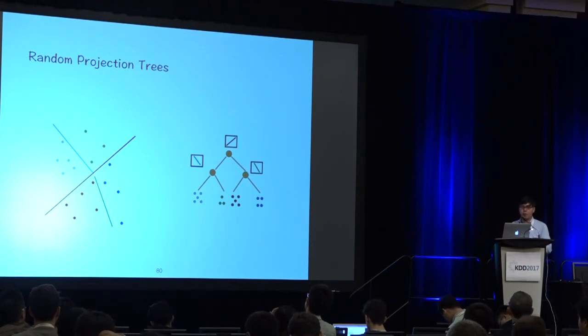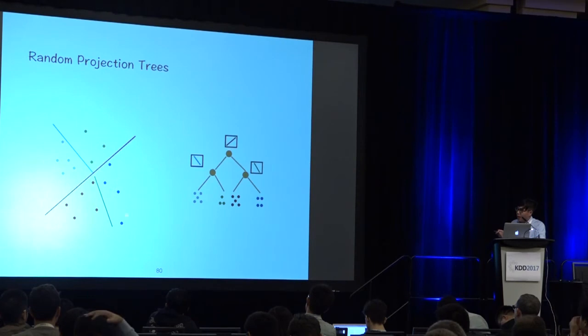Construct the k-nearest neighbor graph. So the basic idea is like this. Given a new data point, we can traverse this random projection tree. For example, if we have a data point in this subspace, we do the traverse and find the subspace it belongs to, okay? And then for every new data point, we can identify the subspace it belongs to.